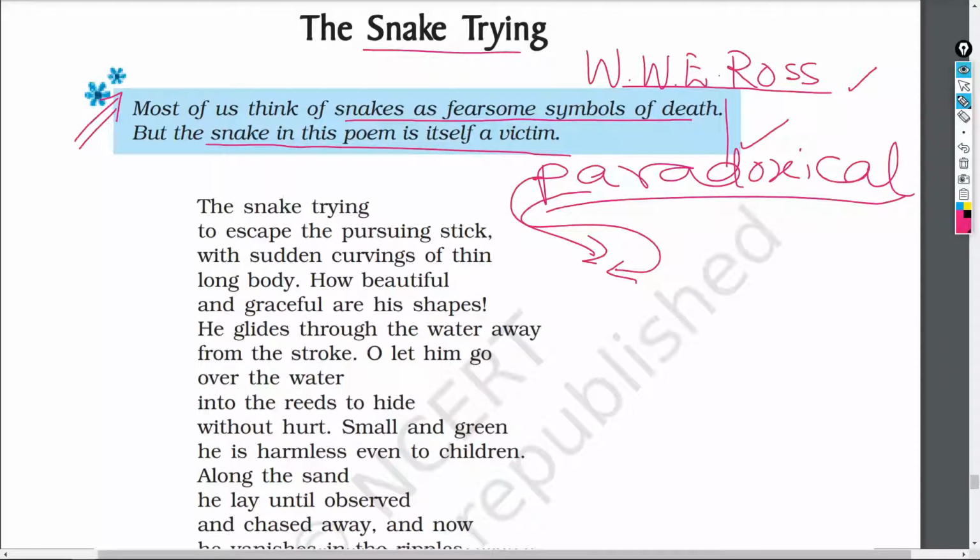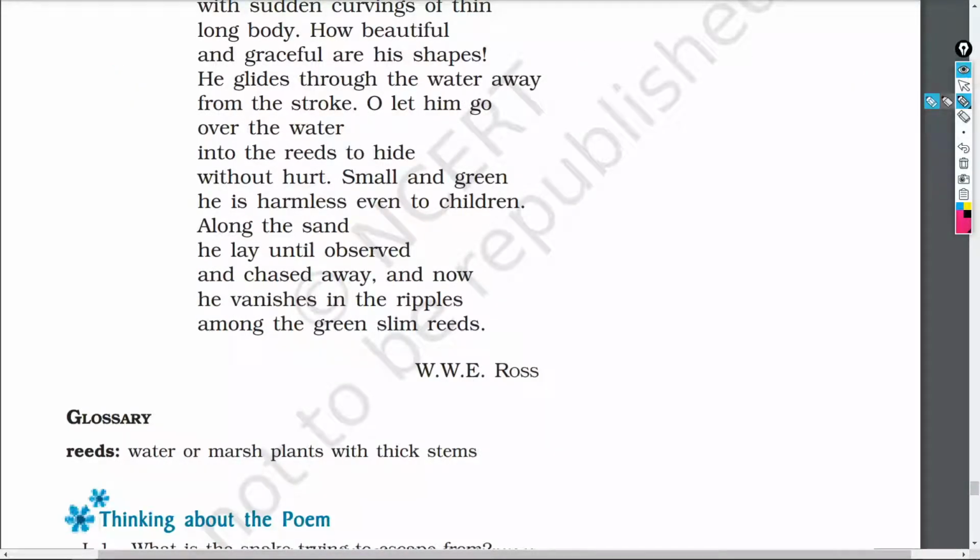The snake trying to escape the piercing stick with the sudden curvings of a thin, long body. How beautiful and graceful are his shapes. He glides through the water away from the straw. Oh, let him go over the water into the reeds to hide without harm. Small and green, he is harmless even to the children. Along the sand he lay until observed and chased away, and now he vanishes into the ripple among the green stream reeds. So the poet is W. E. Rose.